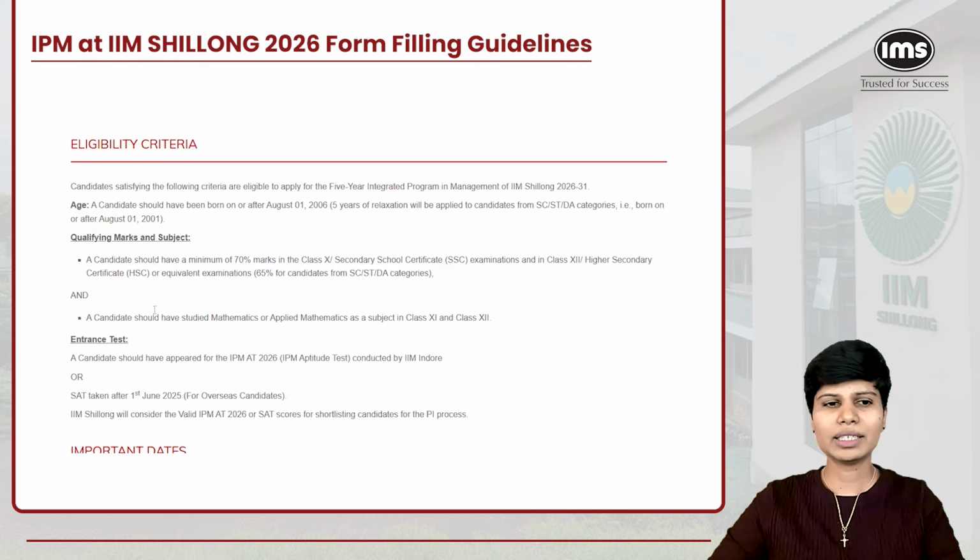The next major thing is that you need to have taken maths or applied maths in both 11th and 12th. There are students who take maths in 11th and drop it out, or else they take it only in 12th. So it's mandatory here that in 11th and 12th both you should have taken maths.